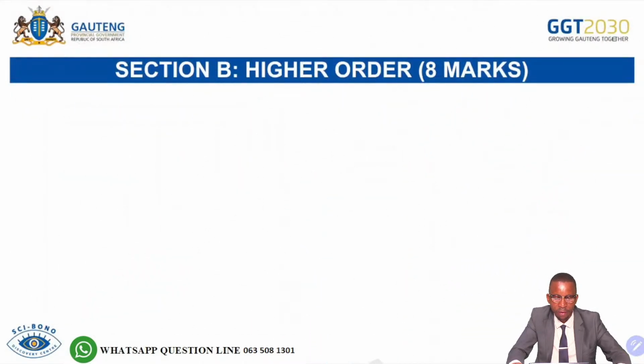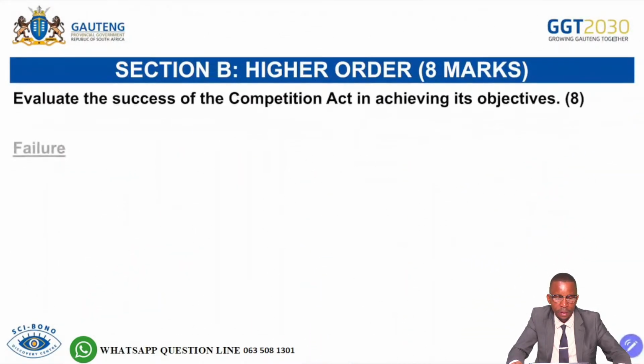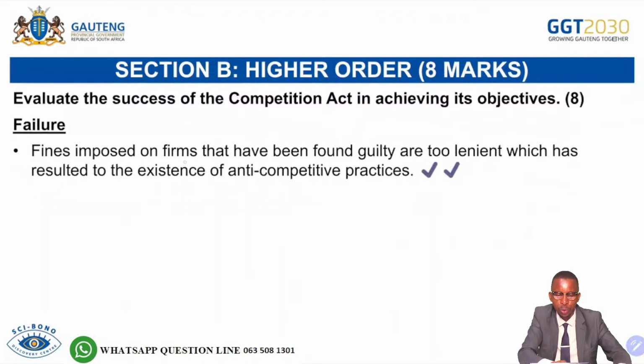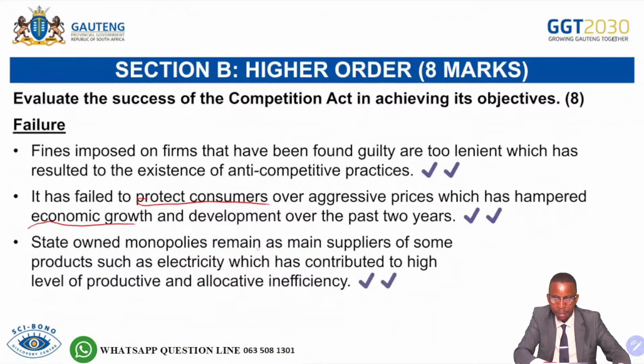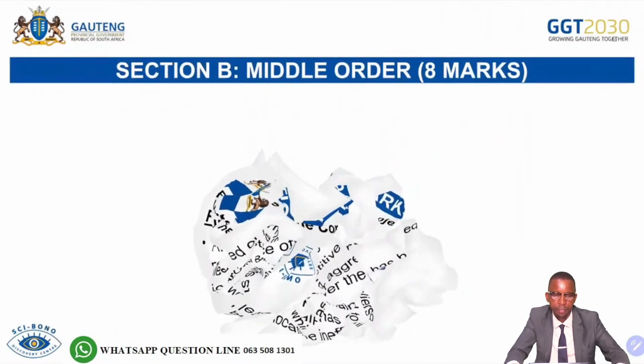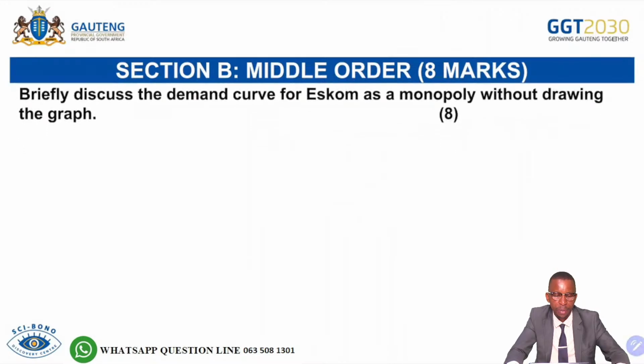And then we check the failure still on this one. It has not been successful. Fines imposed on firms that have been found guilty have been too lenient. That has led to them continuing to be involved in anti-competitive practices. It has failed to protect consumers from aggressive prices, which has hampered economic growth and development over the past years. State-owned monopolies remain the main suppliers of some products such as electricity, which has contributed to a high level of productive and allocative inefficiency.